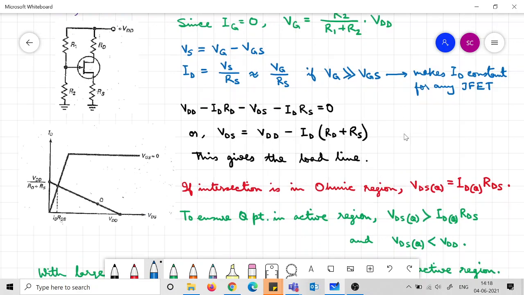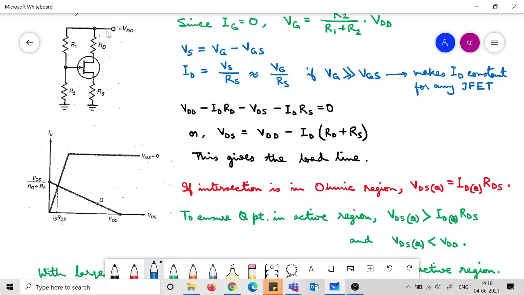Now let us see the output side equation. In the output side you have VDD minus IDRD minus VDS minus IDRS equal to 0. So you can calculate what your VDS is from here. VDS is VDD minus ID times (RD plus RS). ID you have already calculated, and now you can calculate VDS. So this ID, VDS will give you the Q point, and with this equation you can get the load line also.